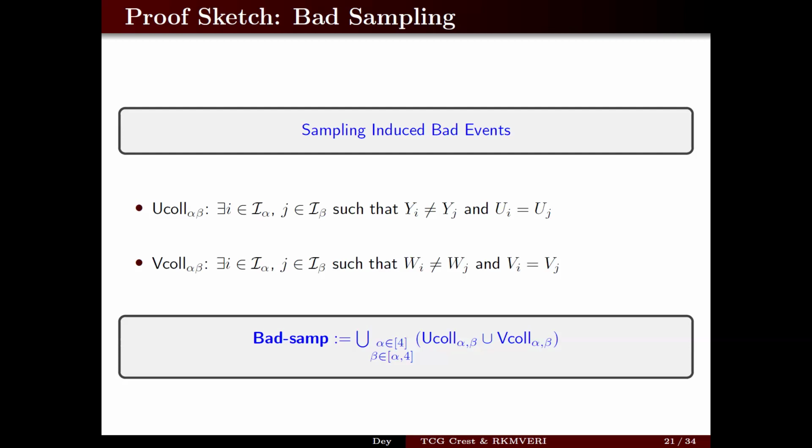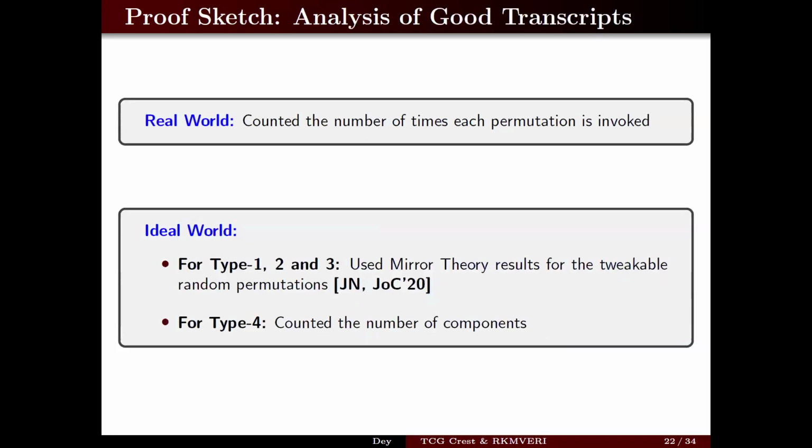So now we formally define 2 bad sets, U alpha beta and V alpha beta, that capture this kind of collisions of U and V. The final bad event is the bad set, which is basically the union of all possible U alpha betas and all possible V alpha betas. According to the H-coefficient technique, the final part is to lower bound the ratio of the real to ideal interpolation probability for any fixed good transcript.